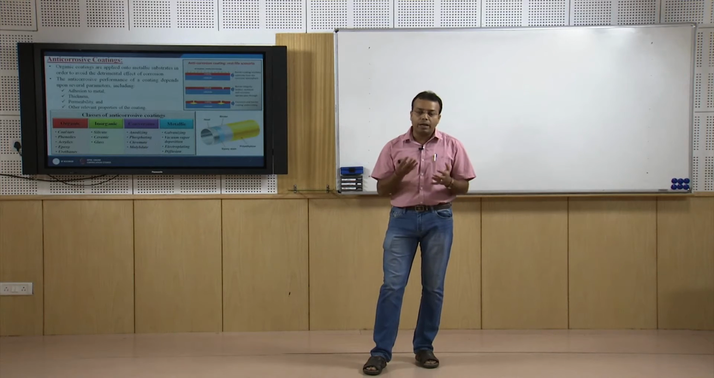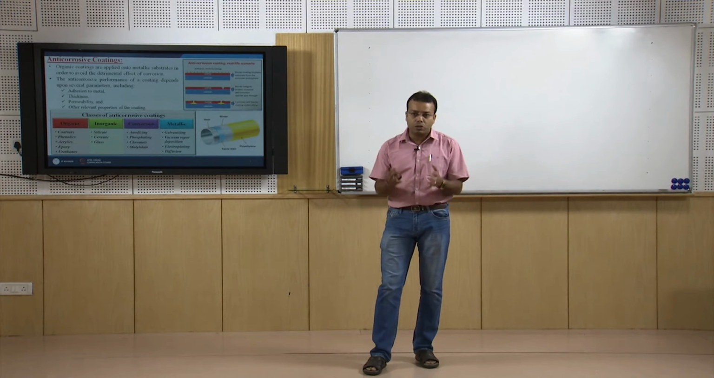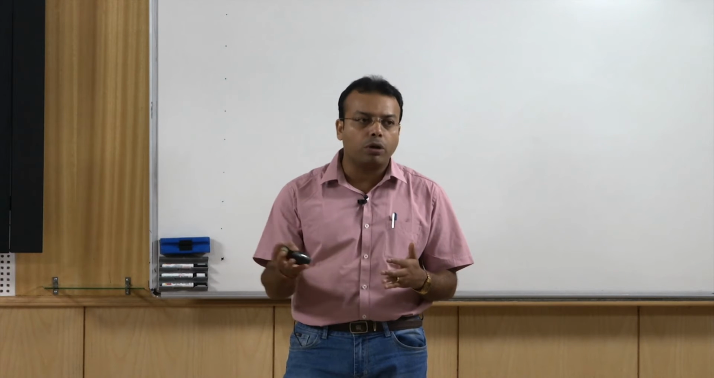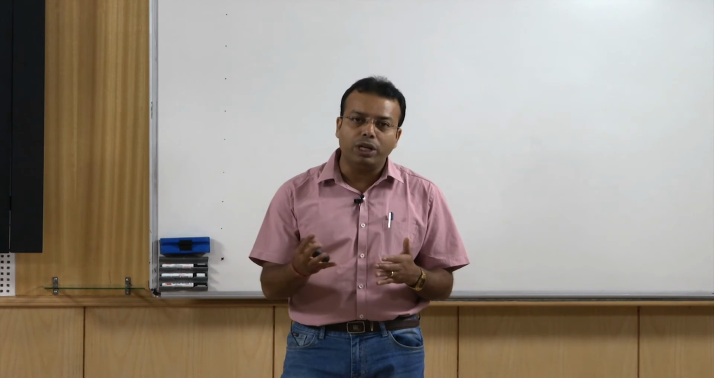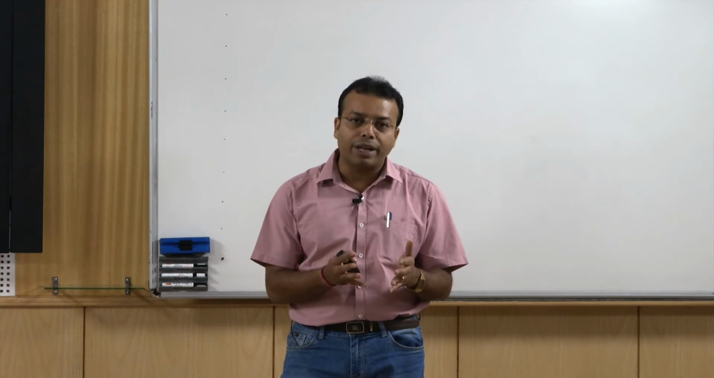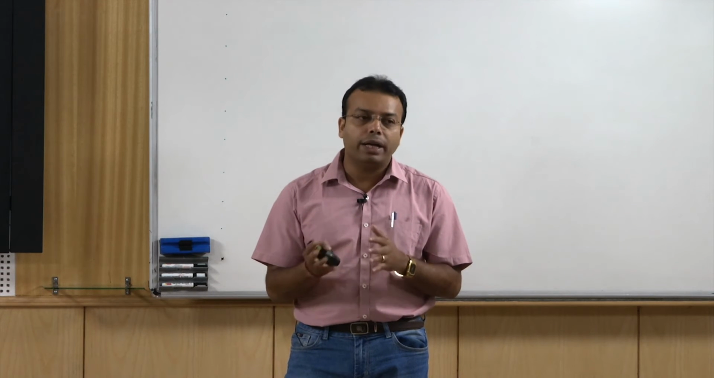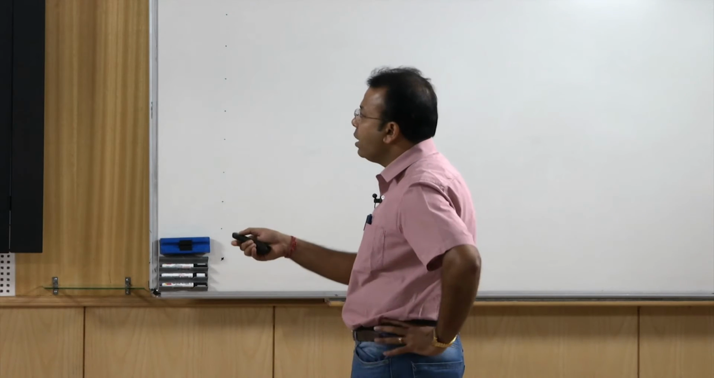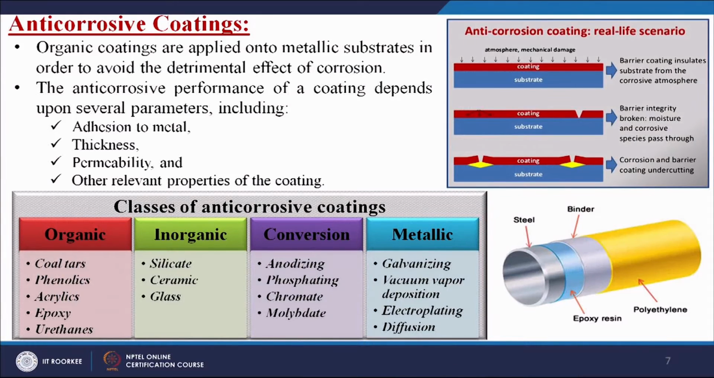So, when you are doing any kind of welding, any kind of machining operations, just to save that material from formation of any kind of oxides or maybe sulfides, we are doing a coating of paints. By which it cannot react with the environment itself, so that it will be anti-corrosive, acting as an anti-corrosion material. The anti-corrosive performance of a coating depends upon several parameters like adhesion to metal, thickness, permeability, and other relevant properties of the coating.